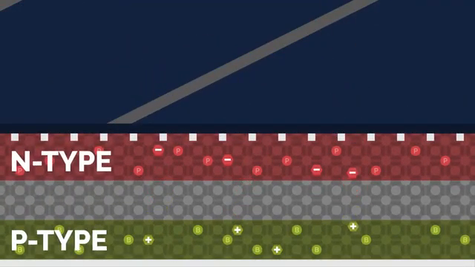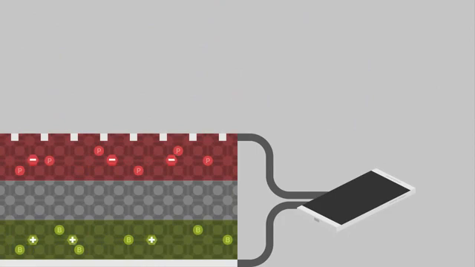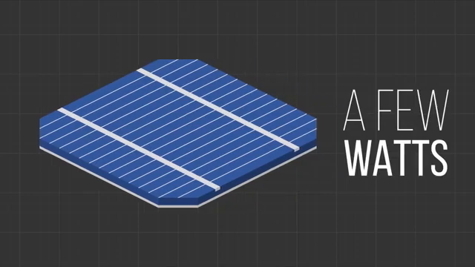Now that the electrons and the holes have been separated, connecting a wire between the top and the bottom metal electrodes provides a pathway for the electrons to move towards the holes. Flow of electrons is electrical current. One solar cell produces several watts of power.